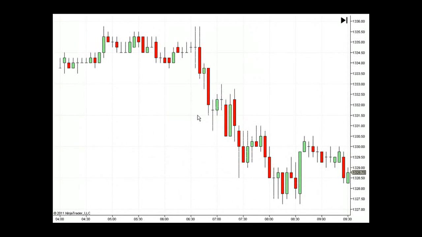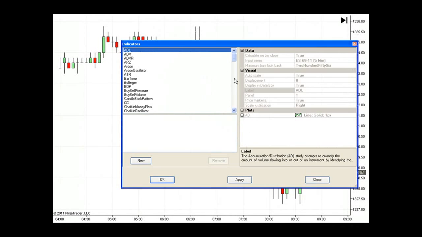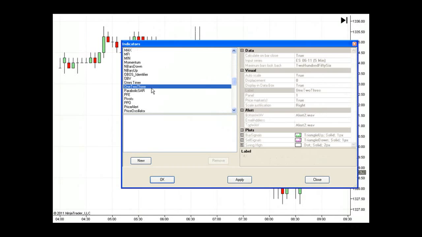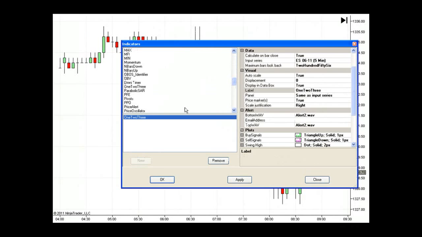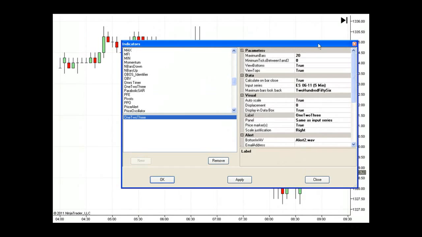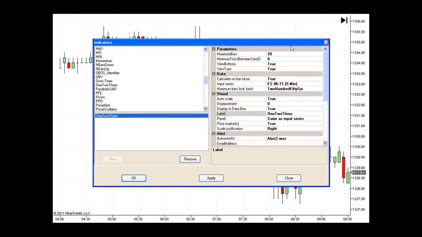To set up the 1-2-3 formation indicator, go to your indicator panel and find the 1-2-3 formation from the assortment of indicators. Add that to your panel so that you can load it. Now let's take a look at the settings that are available. The nice thing about the 1-2-3 formation indicator is that it is fully adjustable to your own preferences.